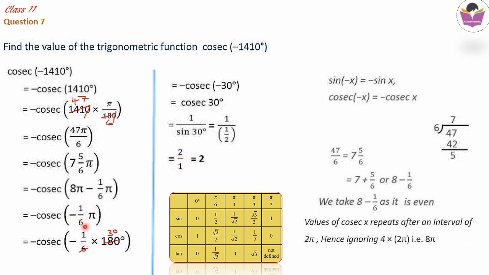Here also the same thing, directly we can substitute. This minus we can bring outside, cosec 1 pi by 6. Cosec pi by 6 means reciprocal of sine pi by 6. Reciprocal of sine pi by 6 means reciprocal of 1 by 2. Reciprocal of 1 by 2 is 2. Directly we can write from here, it's not a problem if you are able to do. Or else you have to go through these steps and come to the final conclusion.